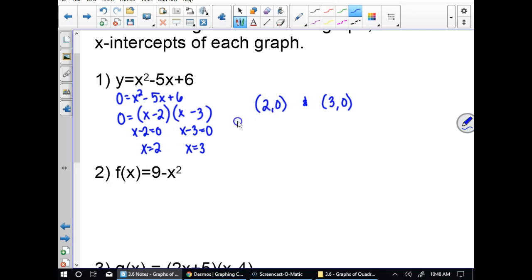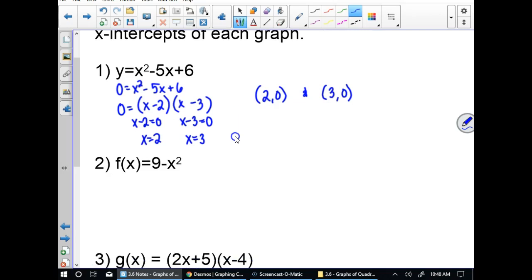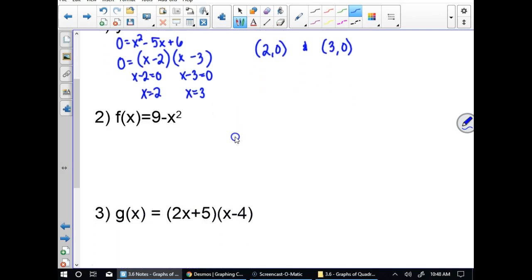Okay, questions? Alright, for number 2, if I plug in 0 here, I've got 9 minus x squared. Hugh, what would you do to solve that? Okay, we can factor. How does it factor? Okay, which one needs to come first?